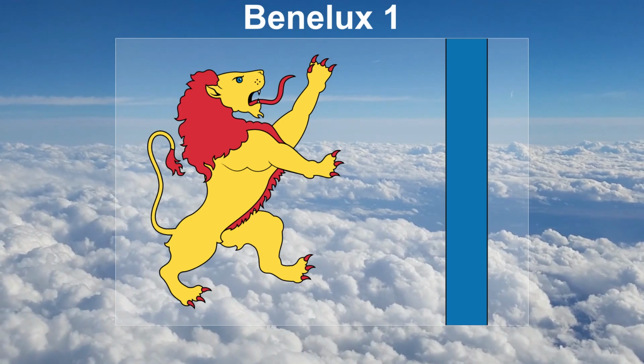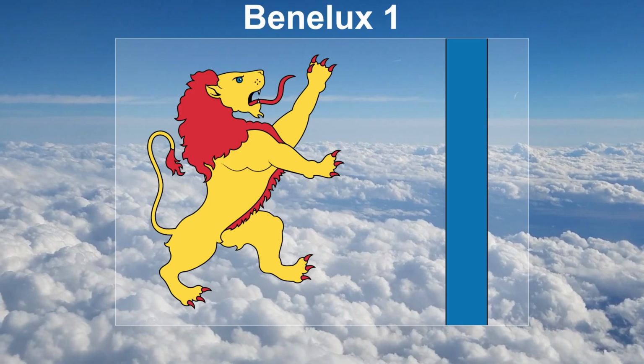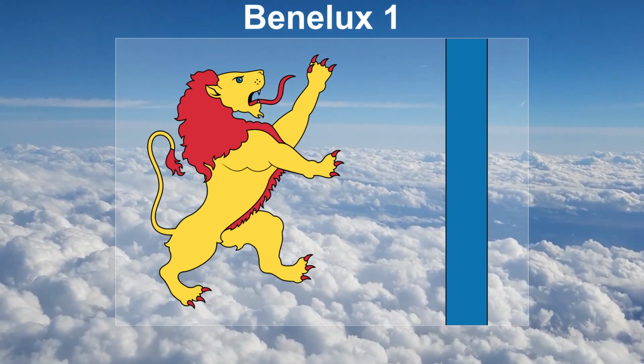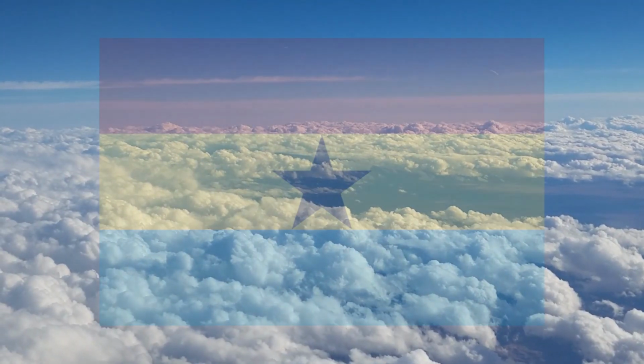The lion also is facing the other way to symbolize how things are getting turned around. The blue stripe comes from the flags of the Netherlands and Luxembourg, but also represents integration into the European community. Next up is this one.